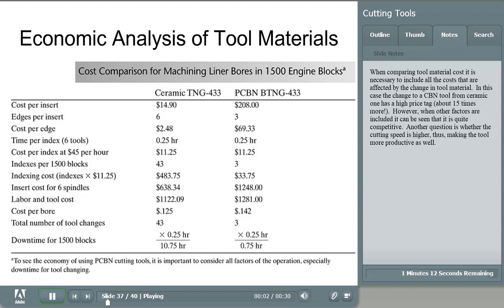Economic analysis of tool materials. When comparing tool material costs, it is necessary to include all the costs that are affected by the change in tool material. In this case, the change to a cubic boron nitride tool from a ceramic one has a high price tag, about 15 times more. However, when other factors are included, it can be seen that it is quite competitive. Another question is whether the cutting speed is higher, thus making the tool more productive as well.